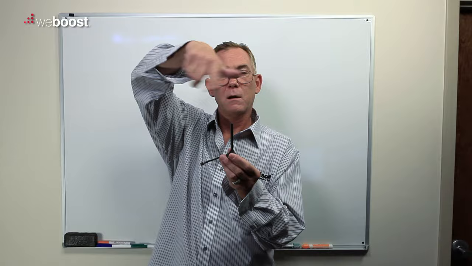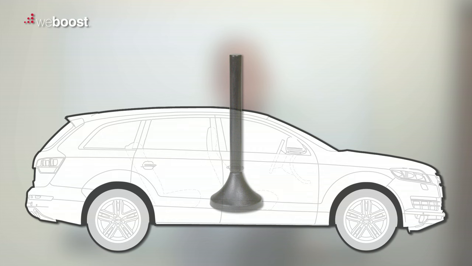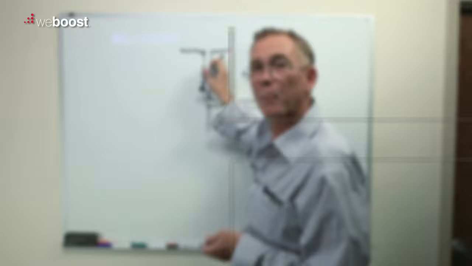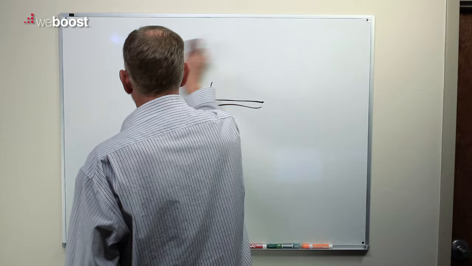Now, remember that most antennas act just like the dipole we talked about a moment ago. So this antenna requires a magnetic plane, like the roof of your car, to act as the bottom part of the dipole. Remember that a dipole looks like this, but you can also turn it sideways so it looks like this, and that's what this is.